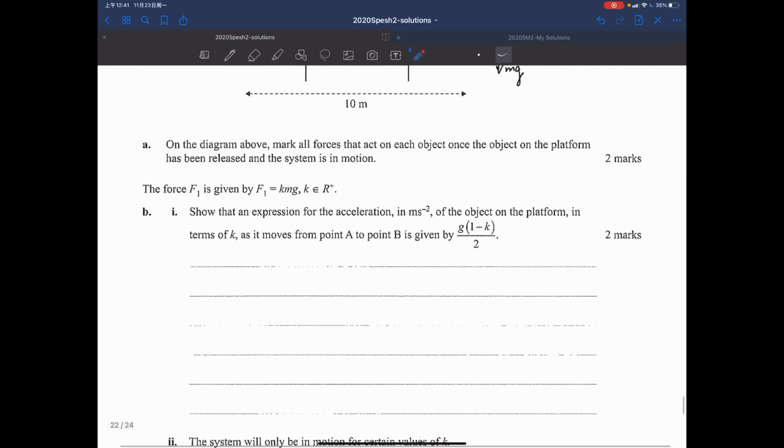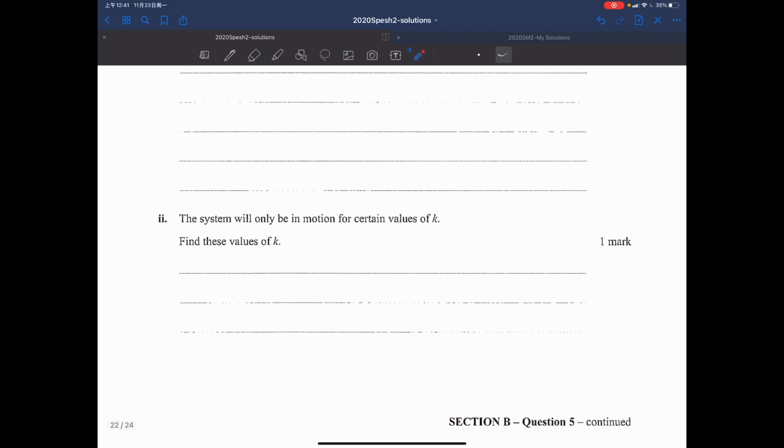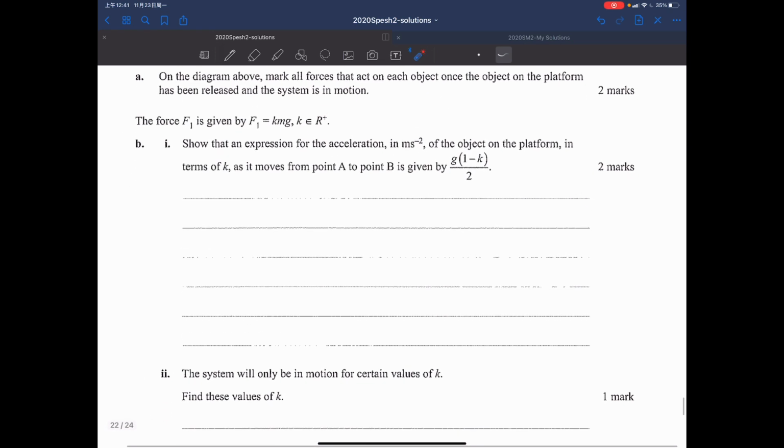The next part: the system will only be in motion for certain values of k. Find these values of k. There is a very small detail but important. k is a positive real number, which means k is greater than 0. You have to specify that. If it's in motion, the acceleration will be either 0 or positive. Given an initial push, if you are pushing something, it will have an initial velocity and start moving. Once all forces on the object are 0, it could be moving at constant velocity.